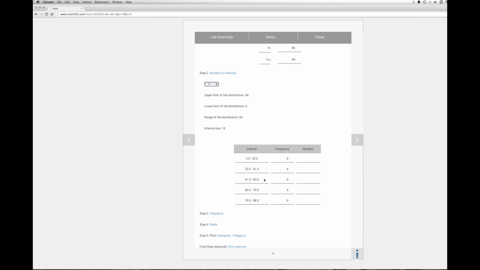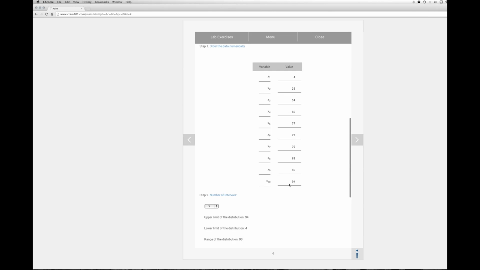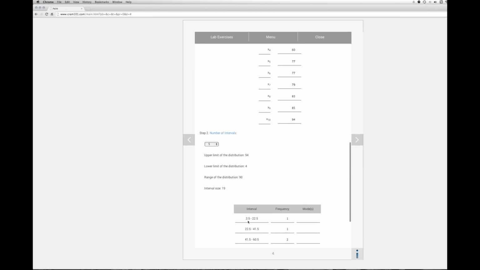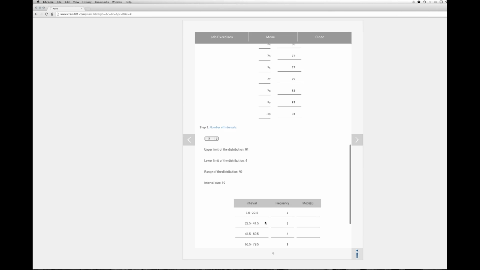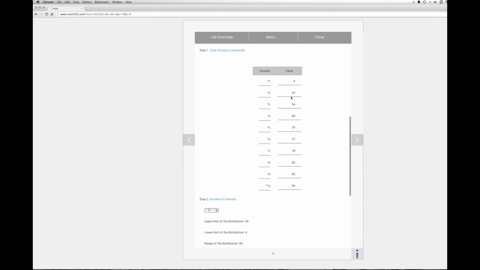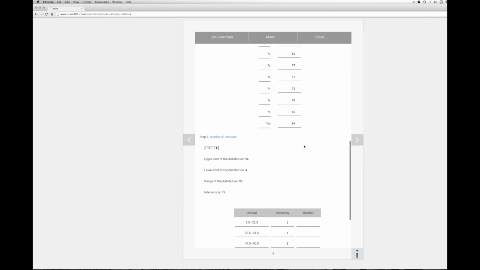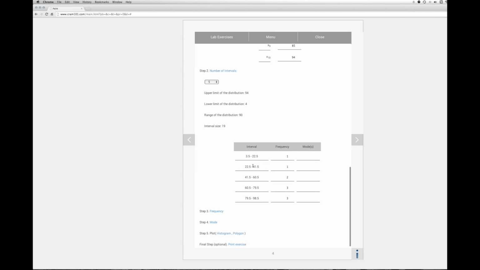Okay, so the next step would be to go back to our distribution and get the frequency for each of these intervals. So we'll go back up to our distribution, and what we're looking for is the number of scores that would fall between 3.5 and 22.5. And we see that we only have one of those. So we put in the value 1, and then we proceed likewise for all the other intervals. So we have 1, 1, 2, 3, 3.